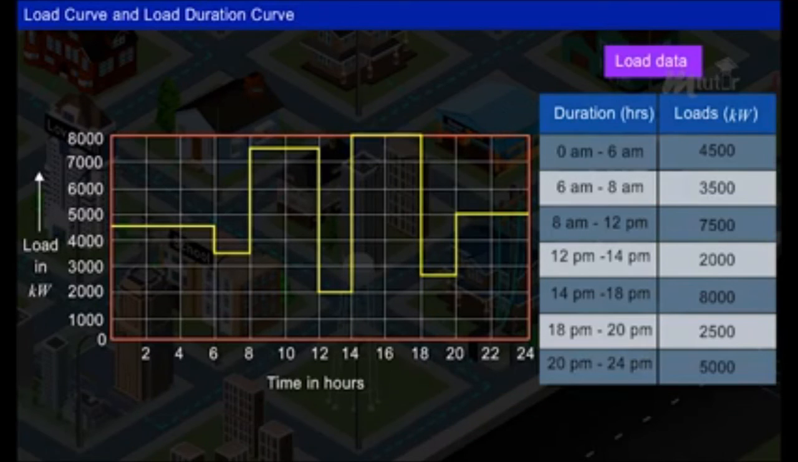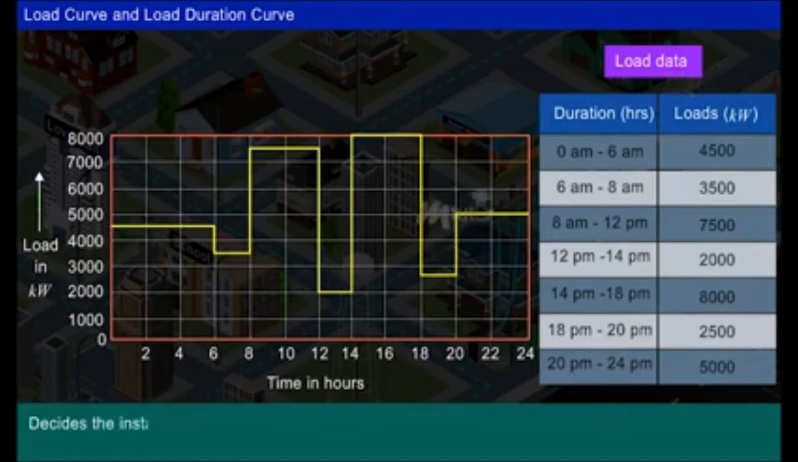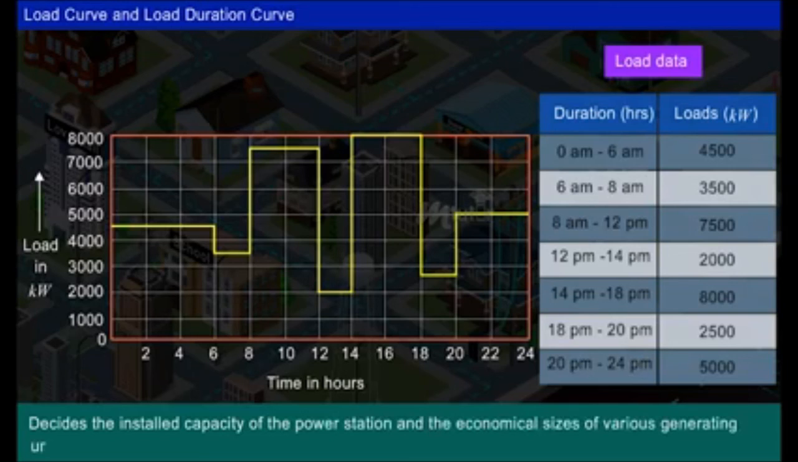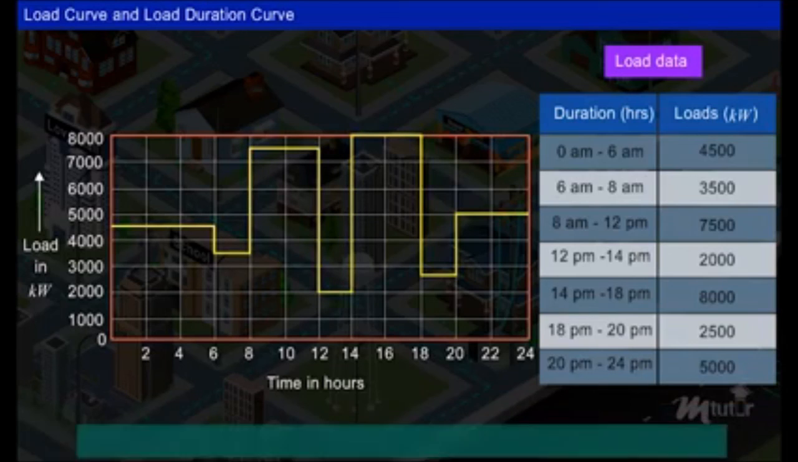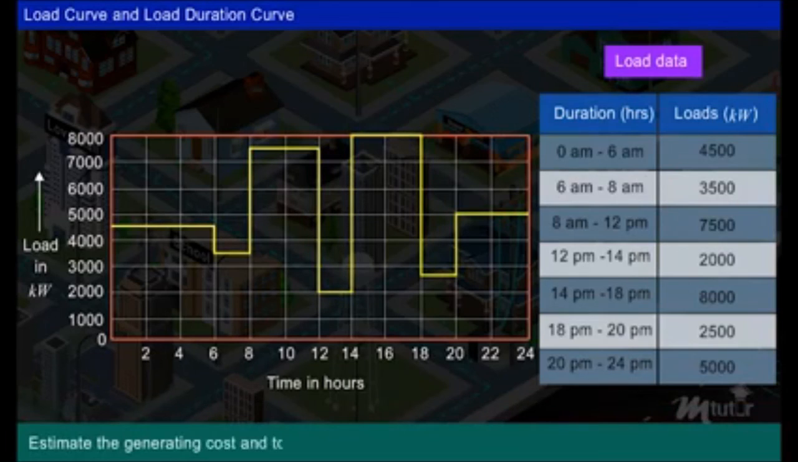Load curves give information that decides the installed capacity of the power station and the economical sizes of various generating units. These curves also help to estimate the generating cost and to decide the operating schedule of the power station.